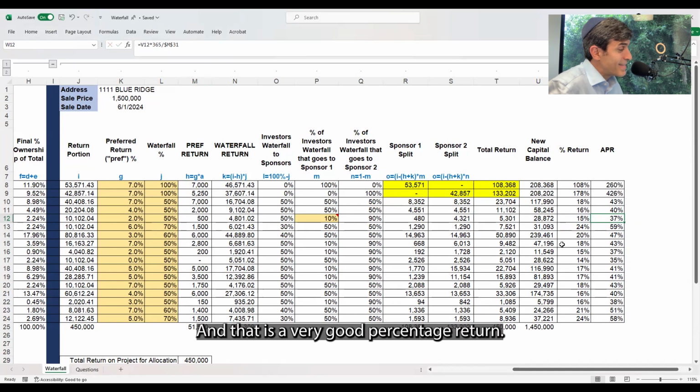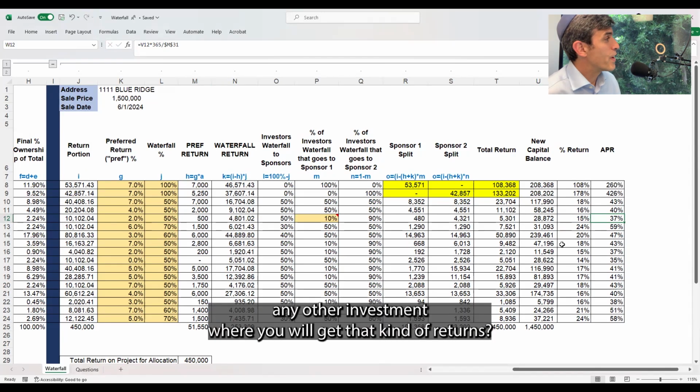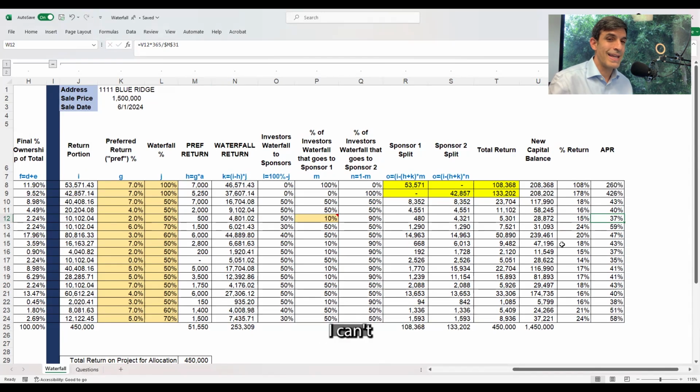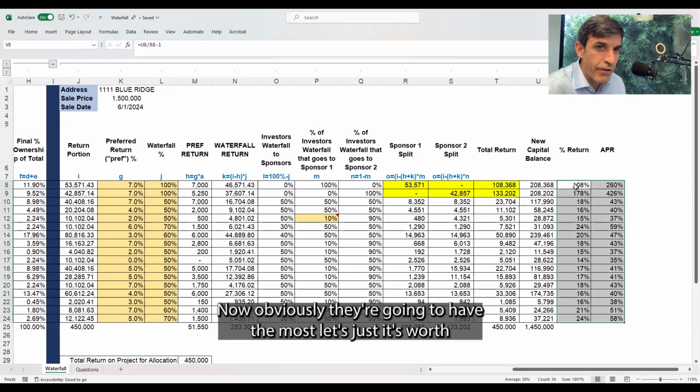And that is a very good percentage return. Can you think of any other asset, any other investment where you will get that kind of returns? I can't. So that's that. If you look at everybody's over here, they have their percentage rate. Now, obviously, the sponsors are going to have the most.